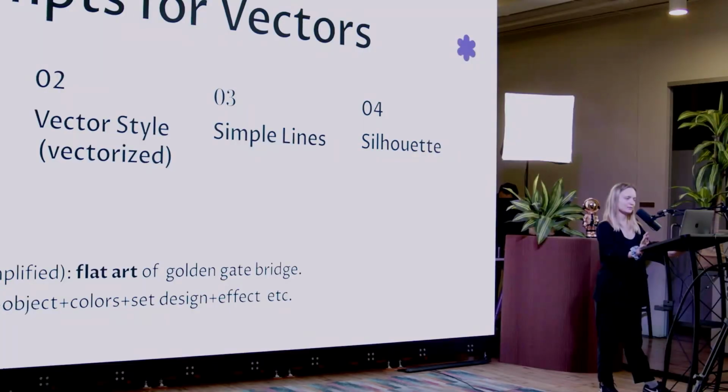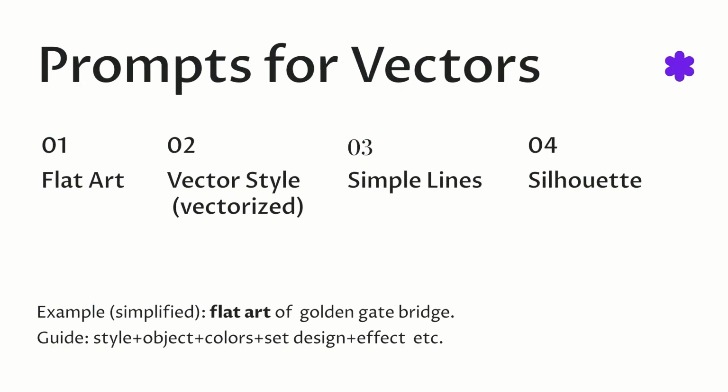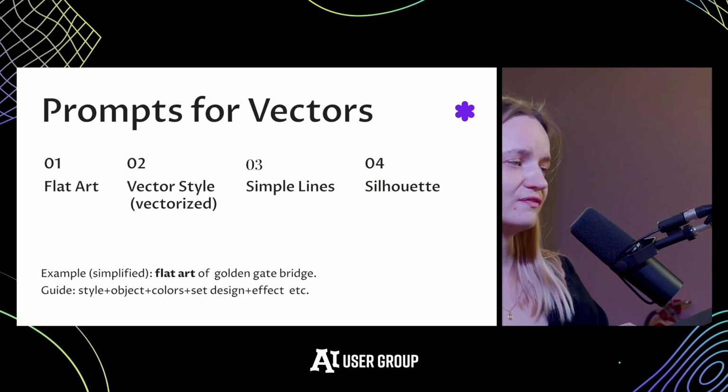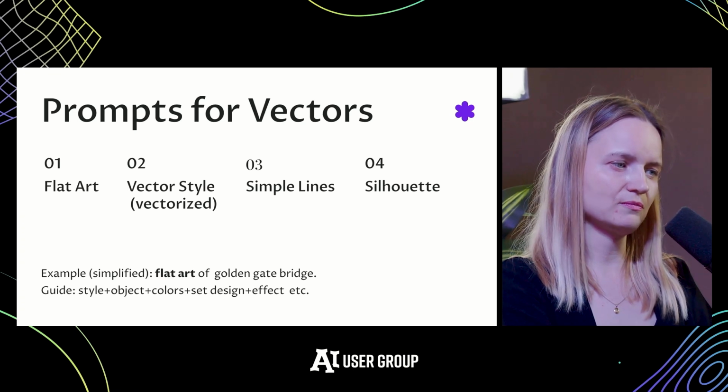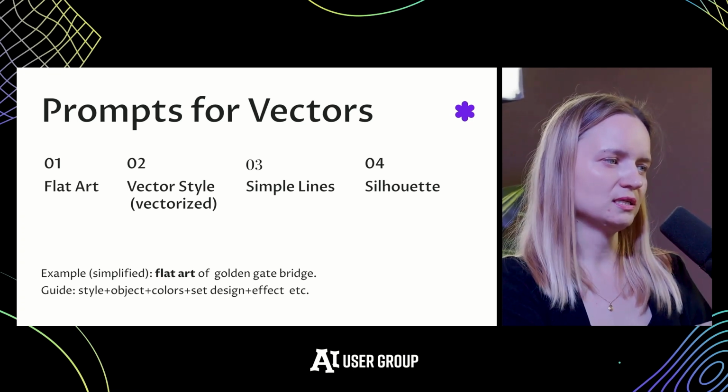To create images in Midjourney as if they were created with vectors, we need to put some tokens into a prompt, and tokens is a fancy word for just signal words. Those signal words can be, but are not limited to, flat art, vector style, vectorized, simple line, silhouette. A very simplified version of the prompt is flat art of Golden Gate Bridge. Then, depending on the vision and goal that you have, you will make your prompt more complex, maybe adding some design, effects, colors, description, and so on.